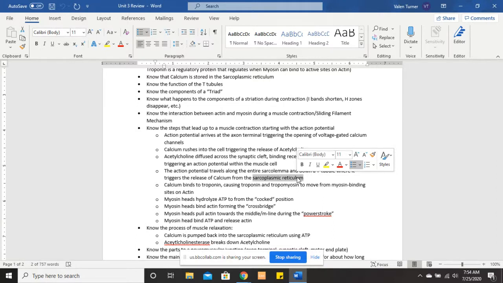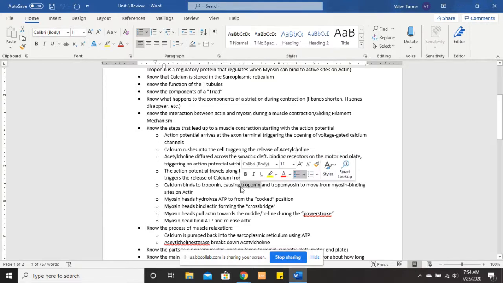And that calcium is going to travel throughout the cell looking for one thing. It's going to look for and bind to troponin. And when it binds to troponin, it's going to cause troponin and tropomyosin to move away from the areas where myosin needs to bind to actin. We call those myosin binding sites, sometimes called active sites on actin.